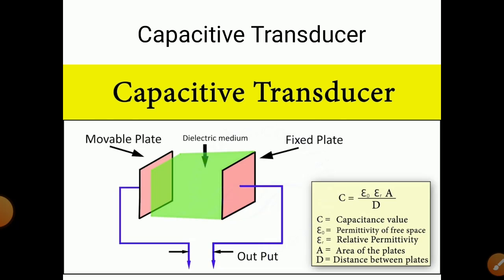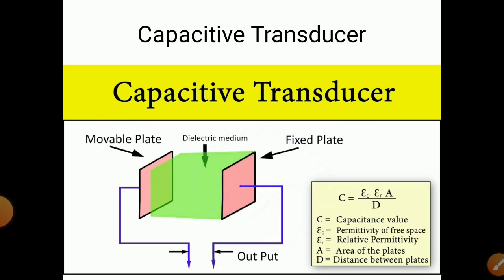Here in the box, the formula for capacitance is shown. So what is the formula? C is equal to epsilon 0 into epsilon r into capital A divided by capital D. Okay, so here what is C? C is called the capacitance value. What is epsilon 0? It is the permittivity of free space. And now what is epsilon r? Epsilon r is the relative permittivity.